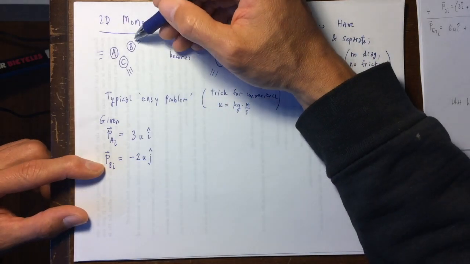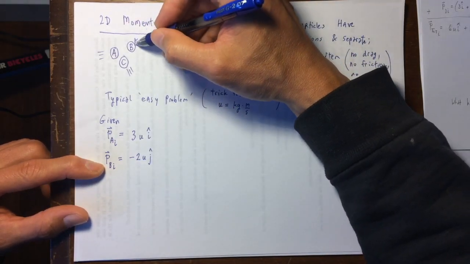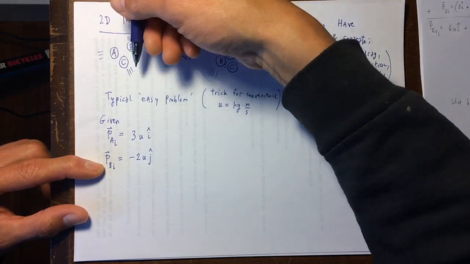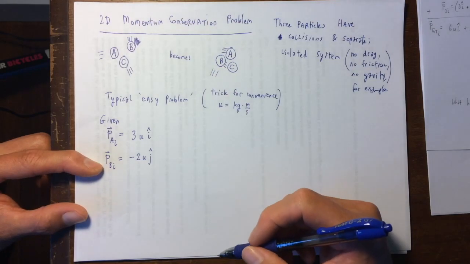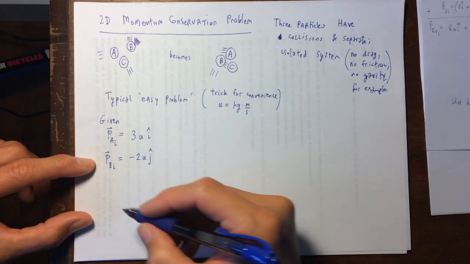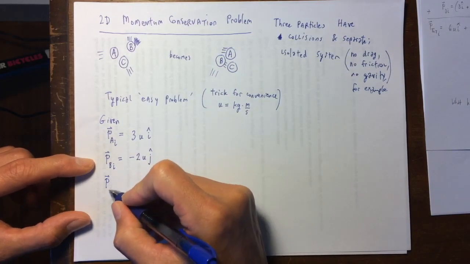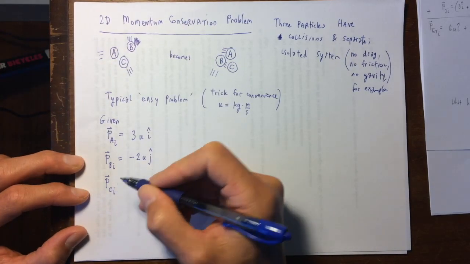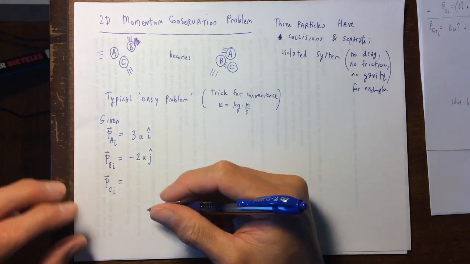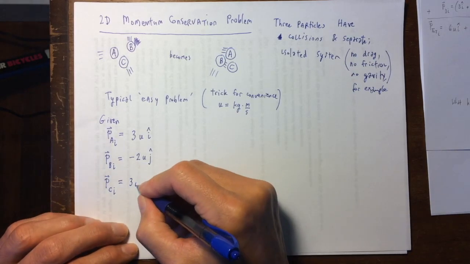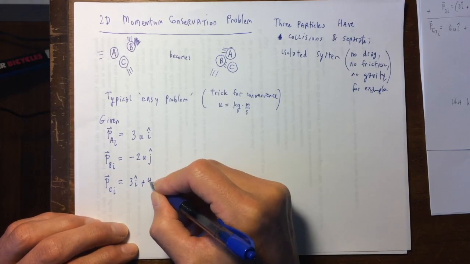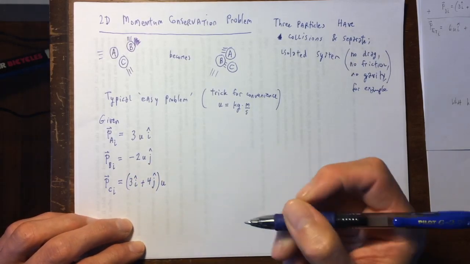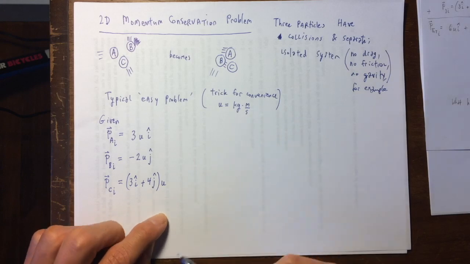So actually I kind of drew this wrong. It's better to say that B is headed straight down into the collision zone where they're going to interact with each other. And then I'm also giving you the momentum of the object C initially before the collision happens. This one is 3 I hat plus 4 J hat, and also in kilograms meters per second units.